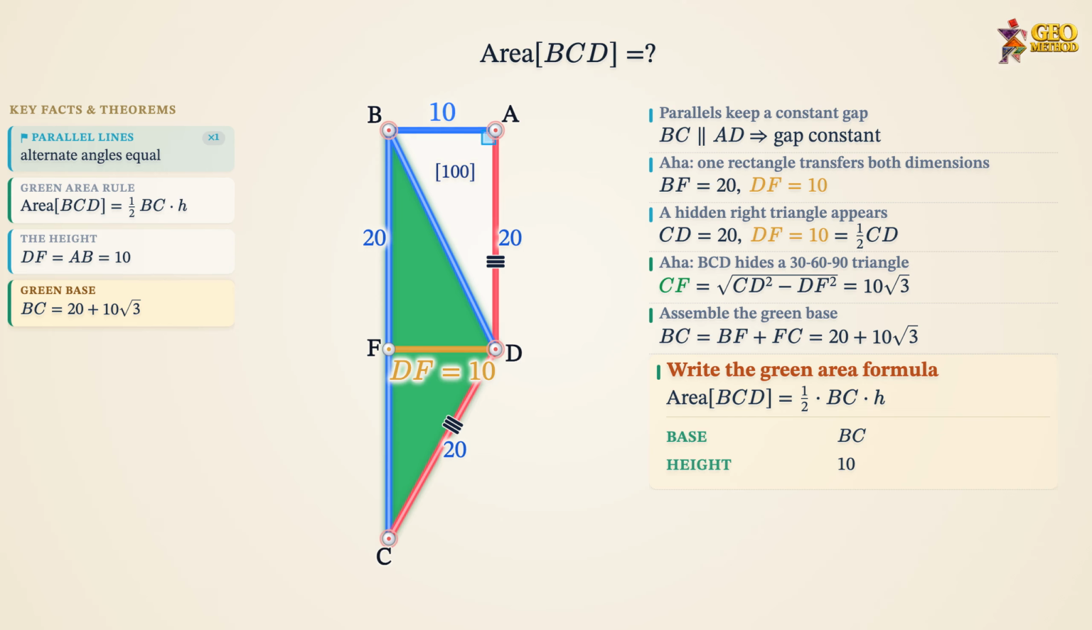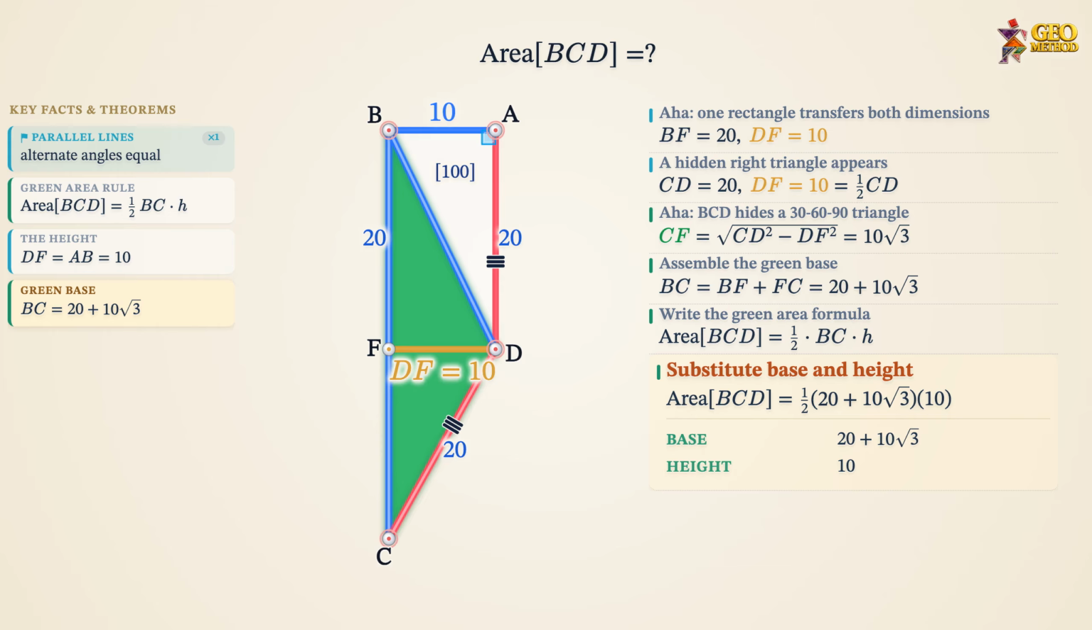Now assemble the area. The green triangle BCD has base segment BC and height 10, so its area is 1/2 the base times that height. We are ready to substitute our numbers. Put segment BC equal to 20 plus 10 square root of 3 and the height equal to 10 into the formula. That gives 1/2 times (20 plus 10 square root of 3) times 10.